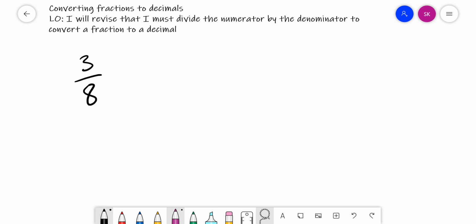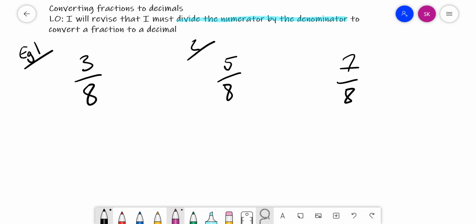But going back to this, for the time being, 3/8, 5/8, 7/8, you might not know these off by heart. And if you don't, today's lesson is about revising that you must divide the numerator by the denominator in order to convert them to decimals. So let's do it for each of these. Let's do examples 1, 2, and 3. Pause the video and have a go at doing that now.